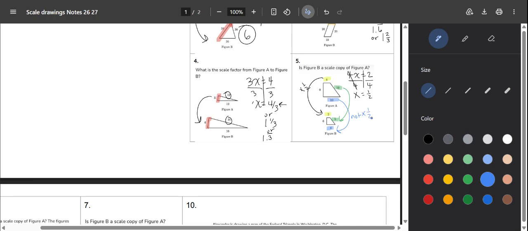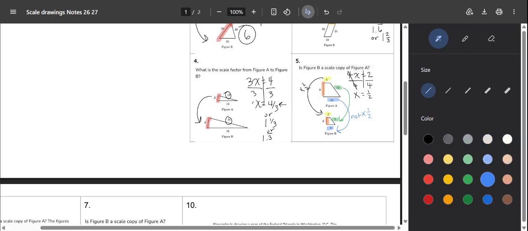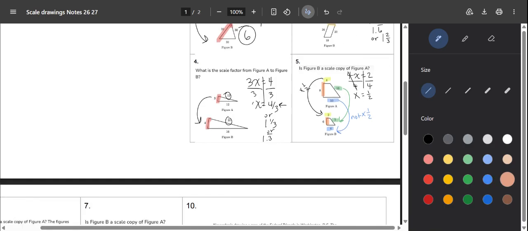And if we actually look at the other side as well, that one that goes straight up and down, that one is also a problem. Oh heck, that didn't work well. Because 8 times 1/2 is not 6. So, is figure B a scale copy of figure A? Emphatically, no it is not. I cannot multiply all the sides on figure A by 1/2 to get all the sides on figure B.